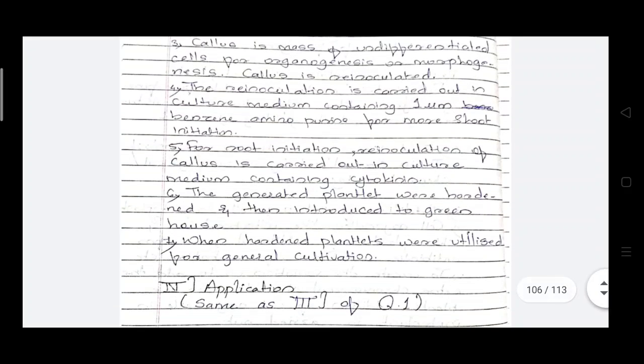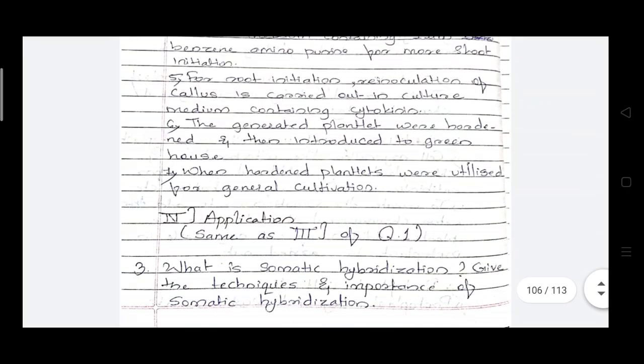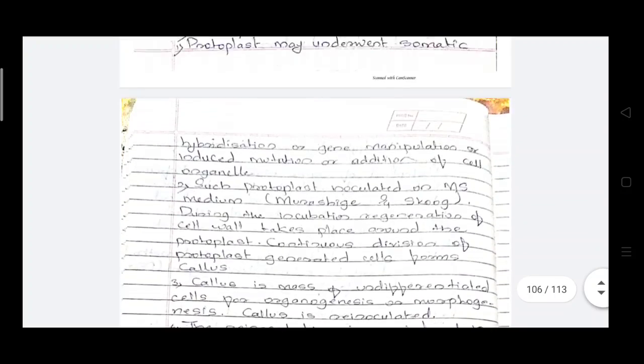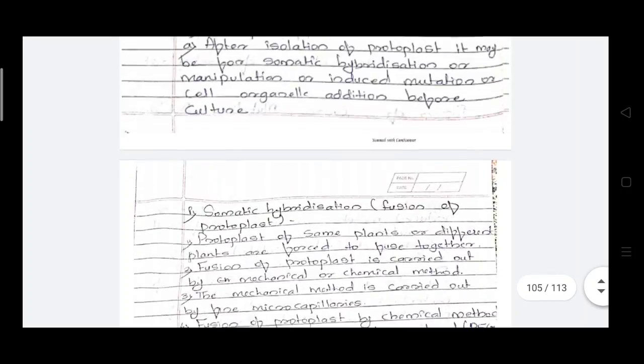Then after development of shoots and roots, these plantlets will be transferred to pots and slowly hardened for greenhouse techniques. So this is all regarding protoplast culture. The applications I have already discussed in previous videos. So this is all regarding protoplast culture.